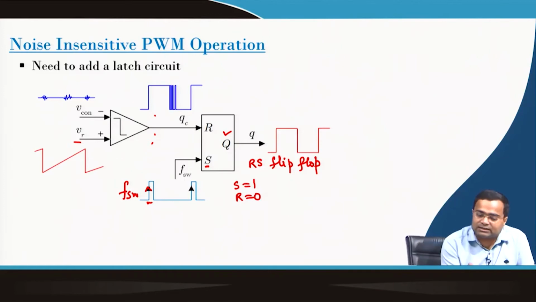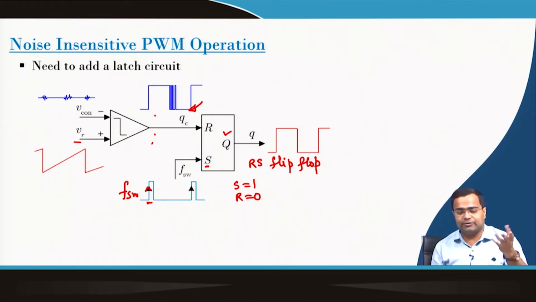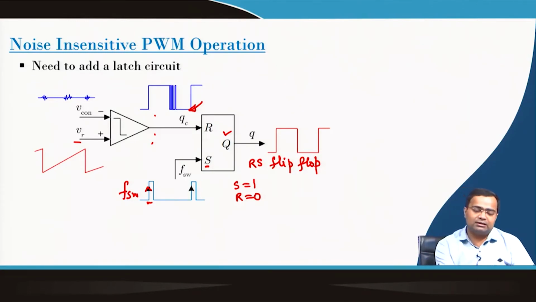Whenever this edge comes, then the Q is set to 1, and then when that edge is gone, it looks at the edge of the QC. You see, when the control voltage goes beyond the ramp, or basically the ramp goes above the control voltage, then QC is high and it detects the first edge, and that edge actually turns on the reset switch. If the reset switch is turned on, then Q is set to logic 0.